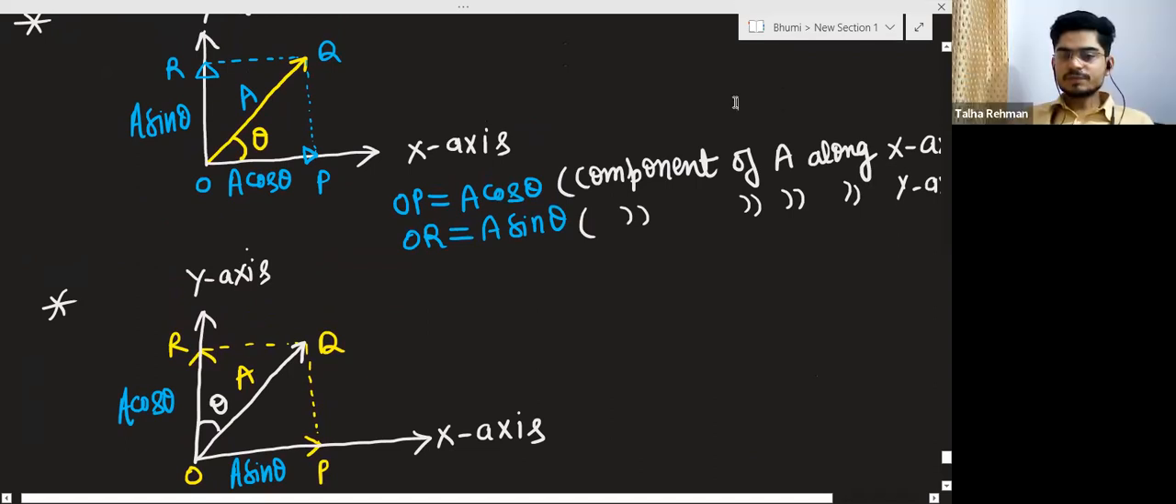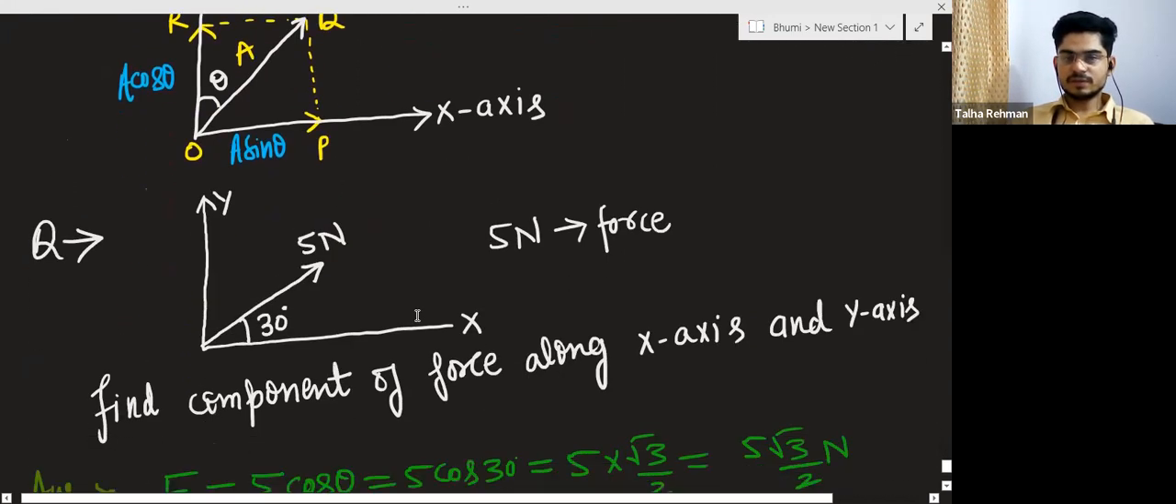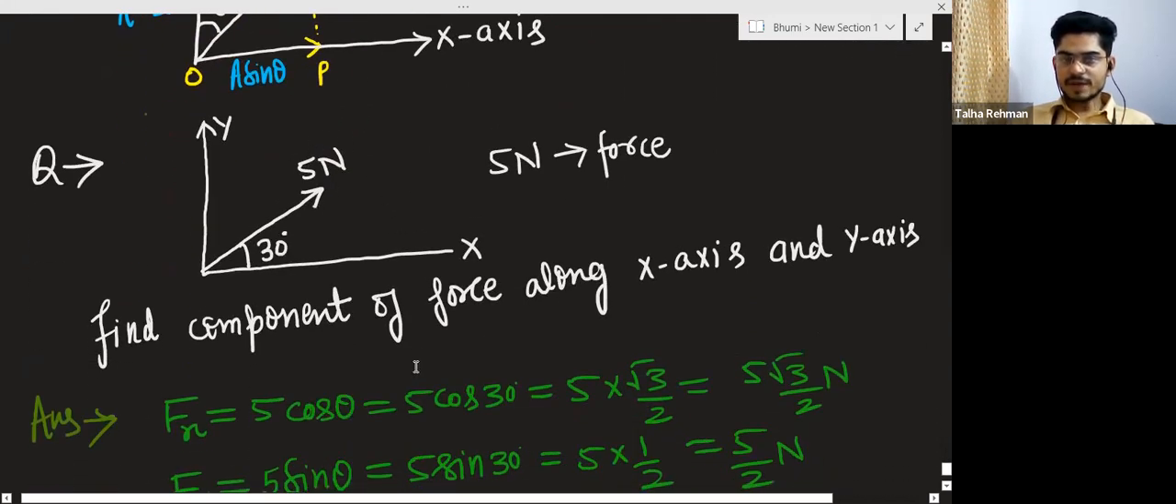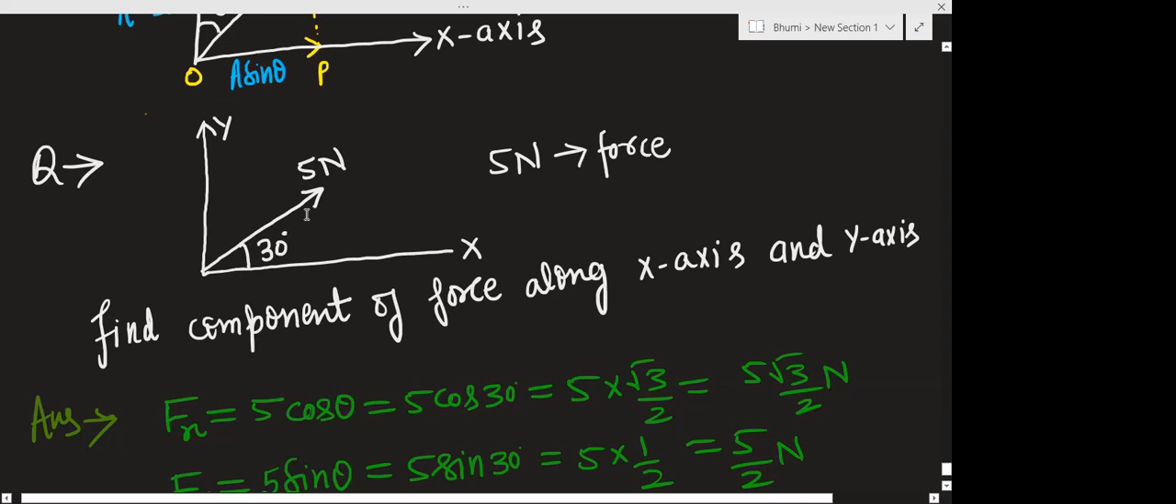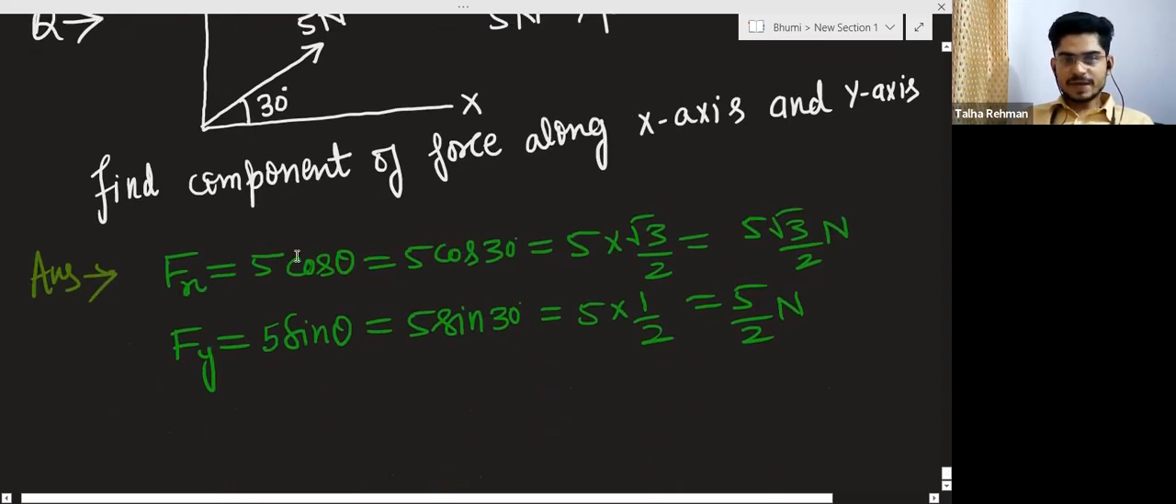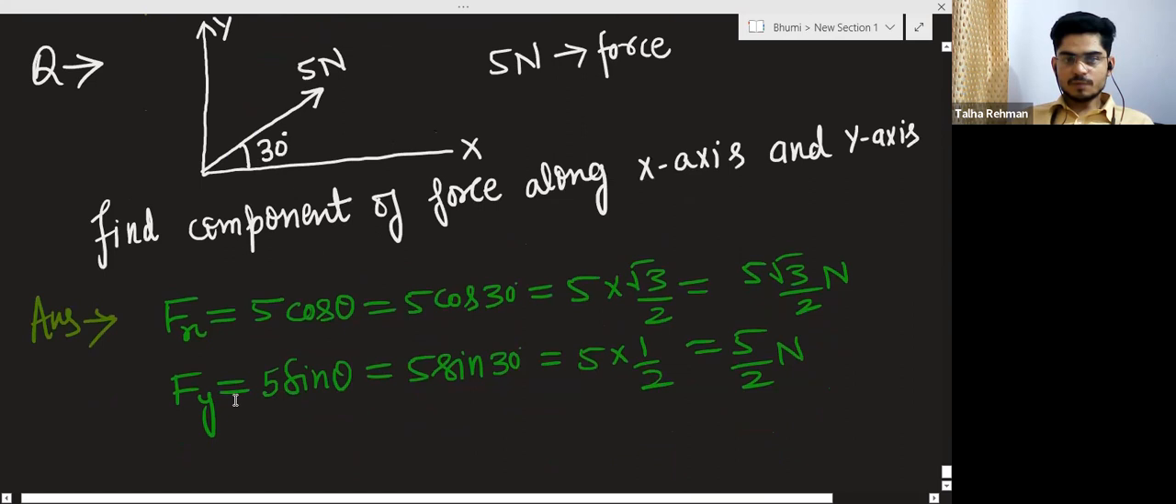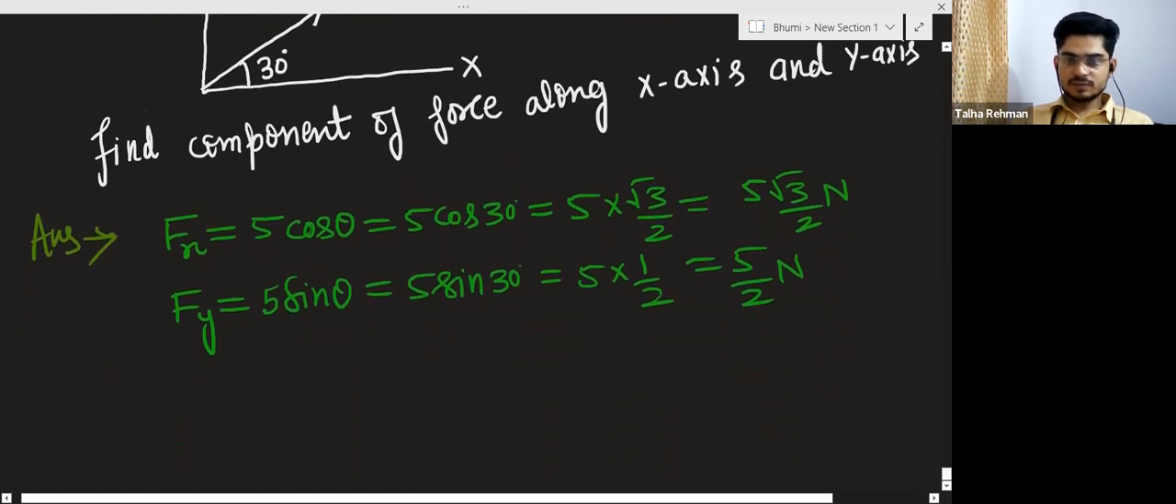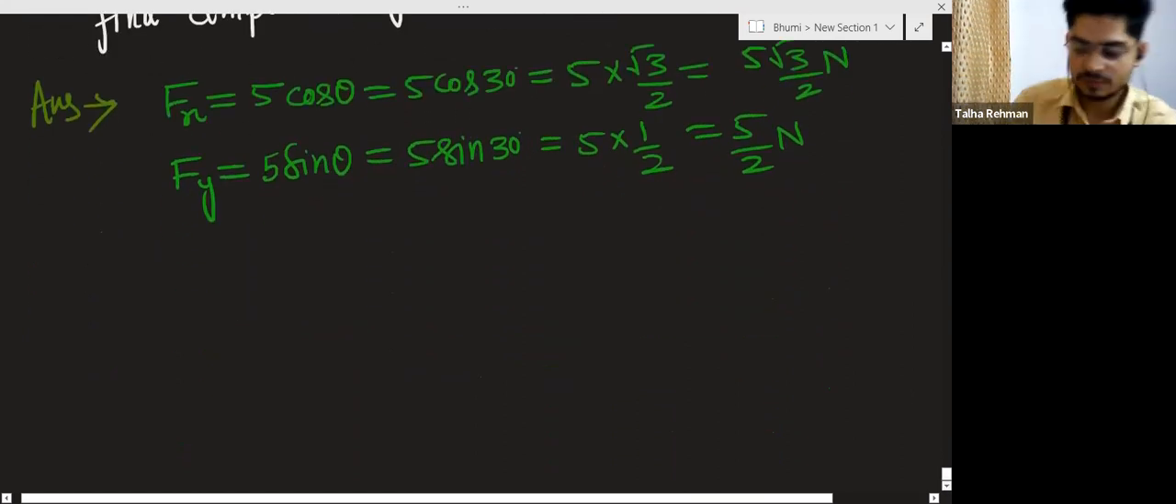You have to simply multiply cos theta or sin theta with the given vector. I have multiplied the 5 with cos theta if I want to calculate the component along x-axis. And this vector is making an angle 30 degree with x-axis. And with y-axis, the component is this.